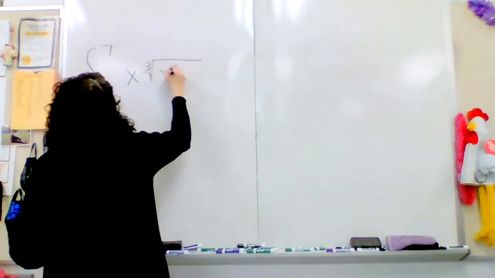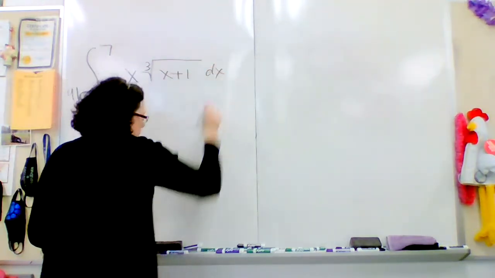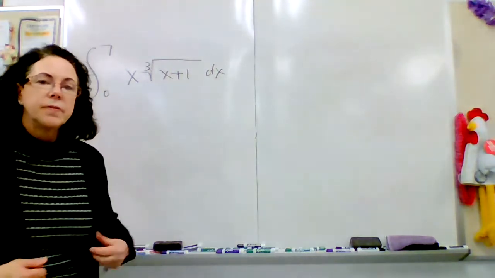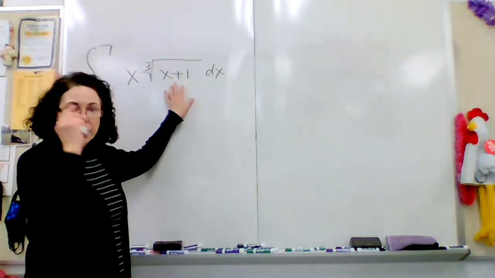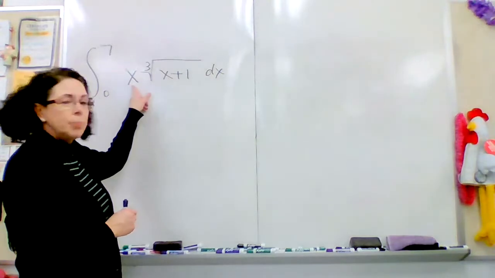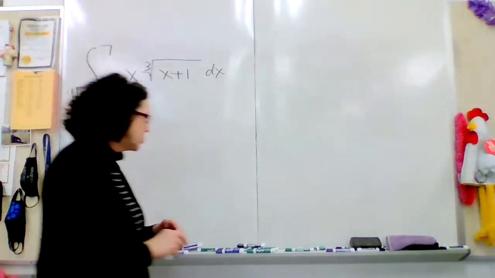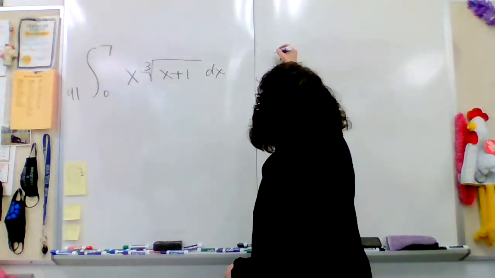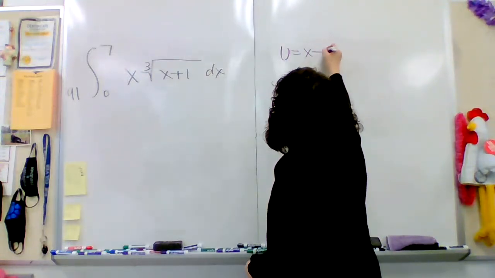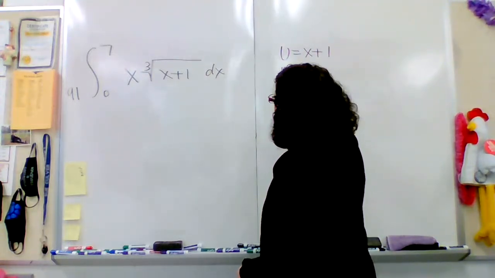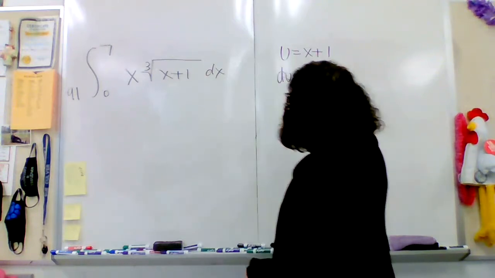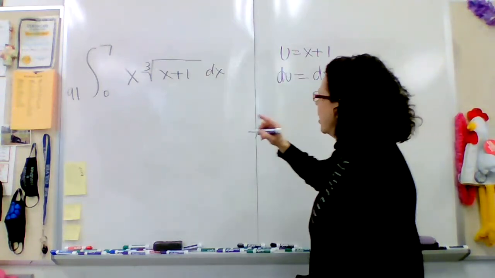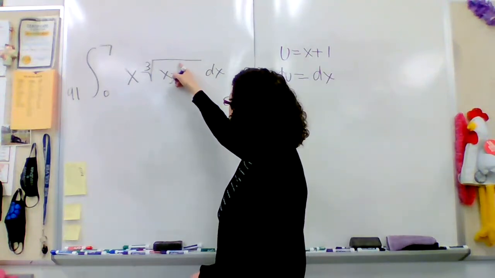How do I know on the AP exam that it's going to be that substitution where I write my u and then put it in terms of x? When you see an inside function and the power is equal to the product, you know you're going to have to switch that u equation around. I'm going to make my u x plus 1. My du would be dx, of course. And then now I can see, okay, this would be u to the 1/3 du.